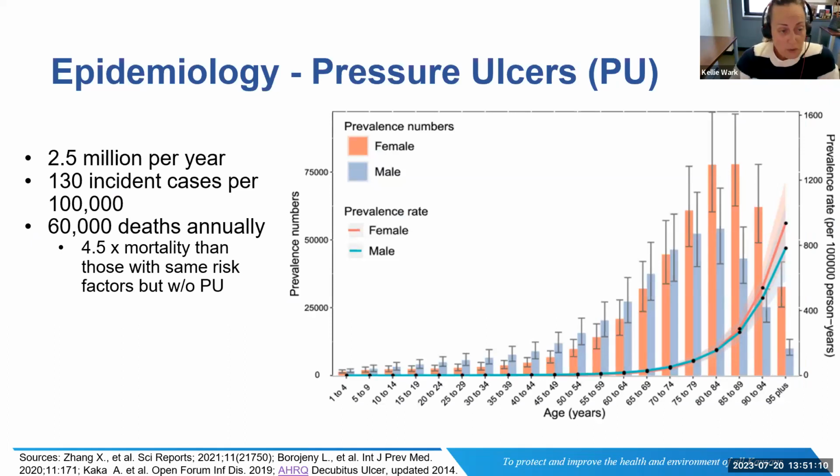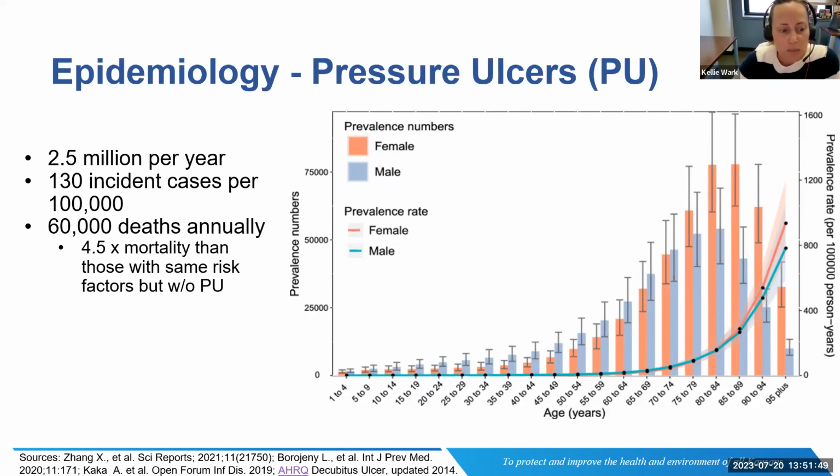So moving on to the epidemiology of pressure ulcers. You can see here how the rates increase with age, up to about age 50-ish. In the 50s to 60s, it's a little bit more common for males. And then as the age progresses over 60 to 70, females start to become more frequent with pressure ulcers. But this accounts for a huge amount of incident infections per year, actually 130 per 100,000, 2.5 million pressure ulcers per year. So we have a lot of these in the US.